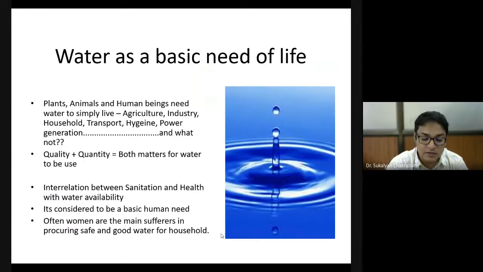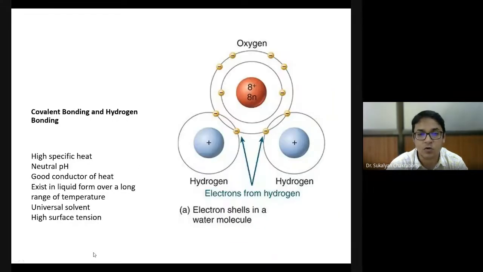Now, if you see the qualities or properties of water as a basic need of life, plants, animals, and human beings need water to simply live. When I say water as a basic need, we focus on both the quantity as well as the quality of the water. Both matter for water to be used, because otherwise we have a lot of water on our planet, but it cannot be used. We can use only good quality water. And this has a direct relation with sanitation and health. Often women are the main sufferers in procuring safe and good water for the household.